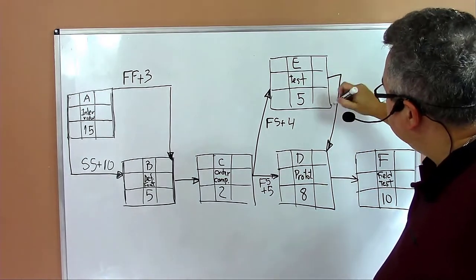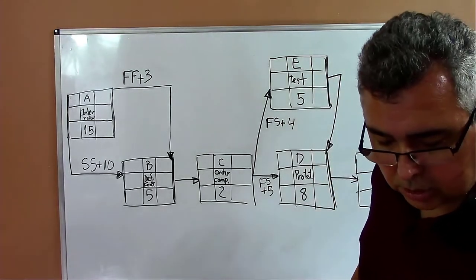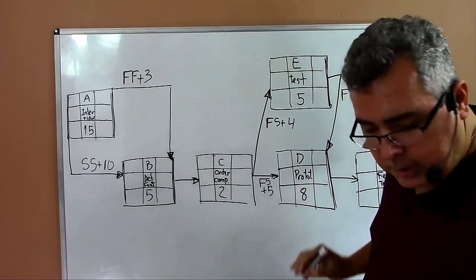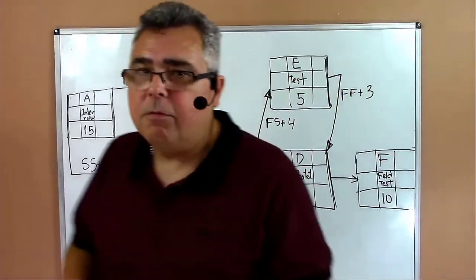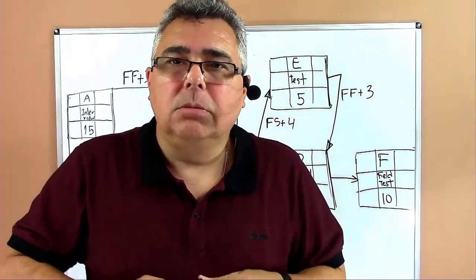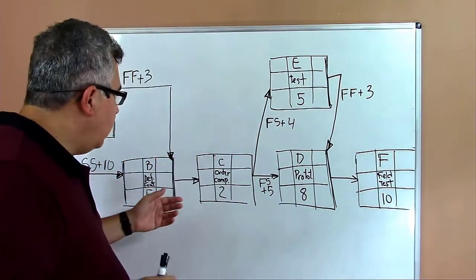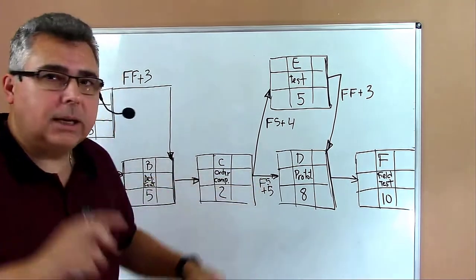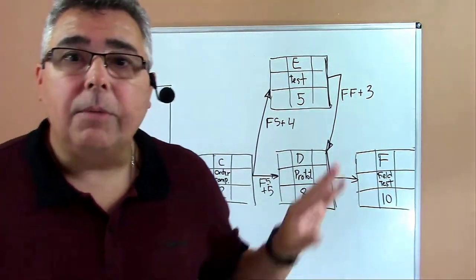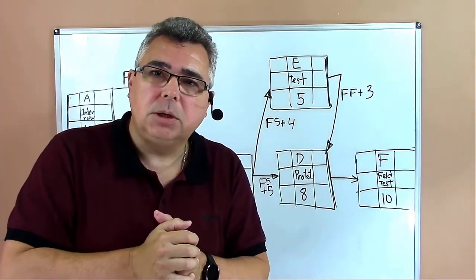On activity E, it's a finish to finish. E and D, there is a connection finish to finish, FF, with a lag of 3. And then we have a regular finish to start from D to E. When we don't put any indication, it's a finish to start without lags. When we have to add lags, we have to put the abbreviation of the relationship plus a number that means the days between the activities. So I'm using here to solve the problem the same notation you'll use in MS Project.